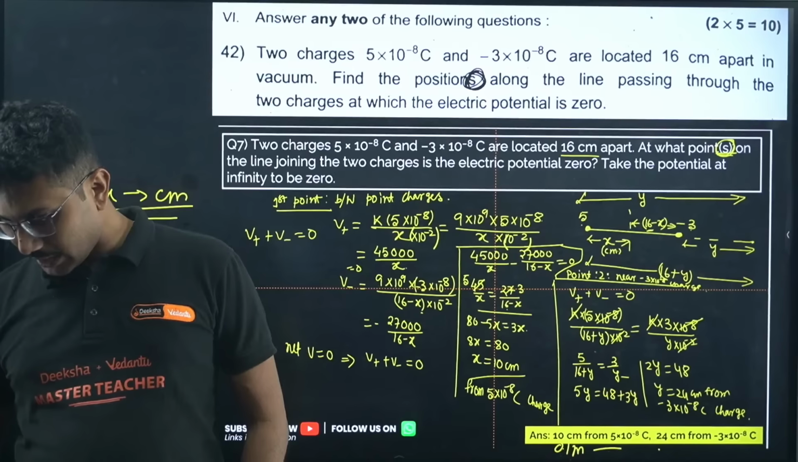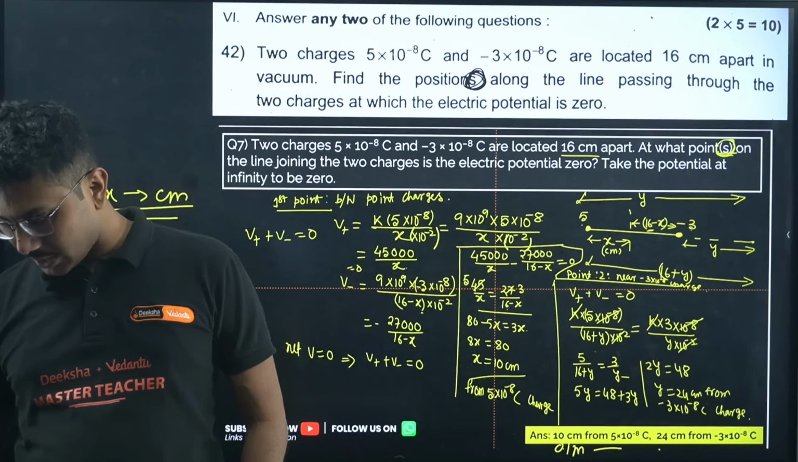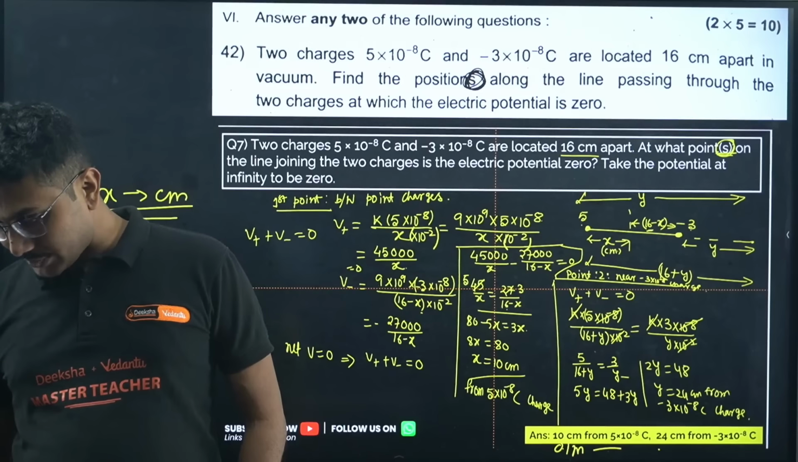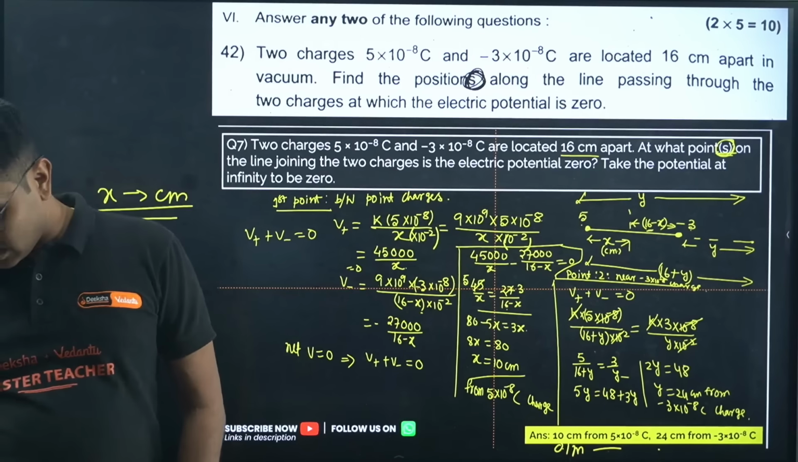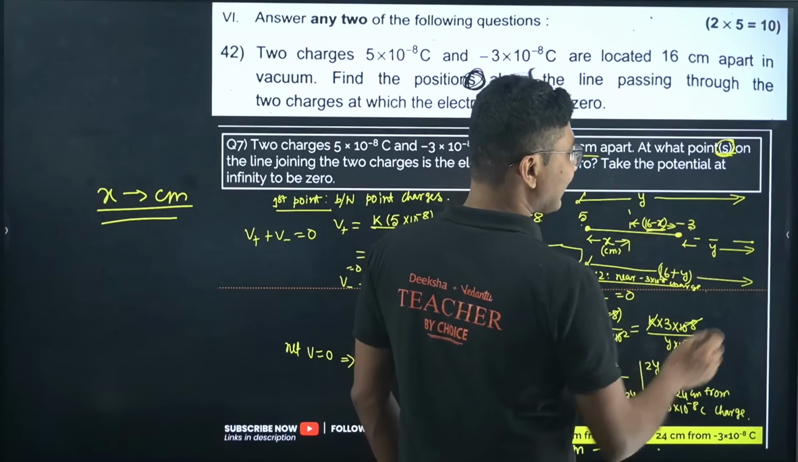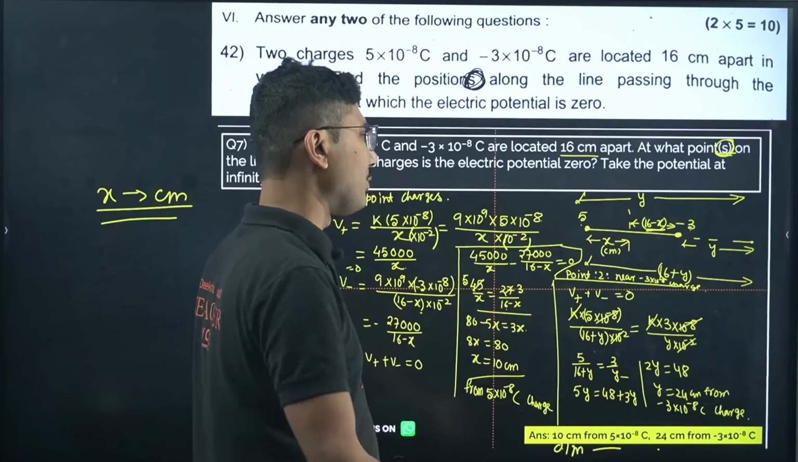Sir, in the first numerical I have done both cases and I got the correct answer, but for the distance from the other charge, in both cases I have subtracted from 16 minus x. That I have done a mistake. How much marks will you get? So in the first case it is 16 minus x, in the second case it is 16 plus x, or 16 plus y, whatever you say.